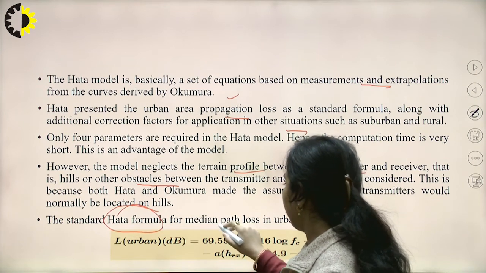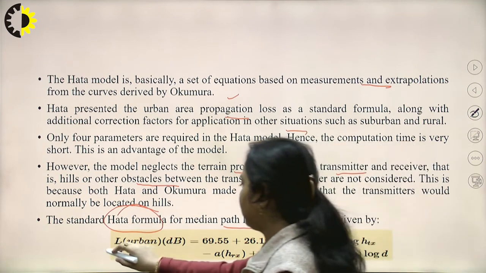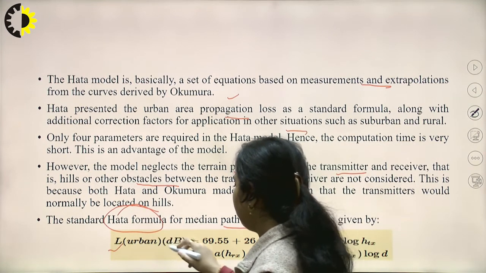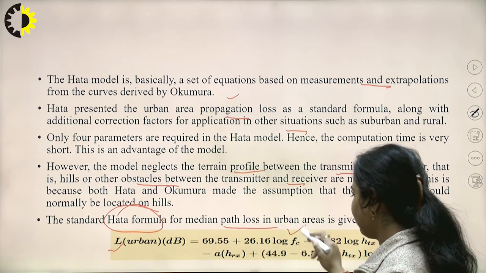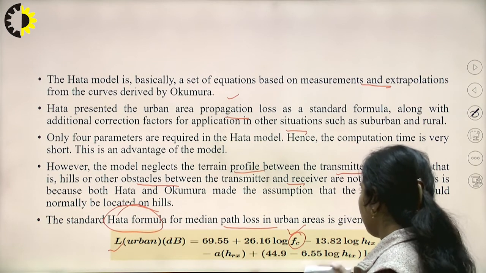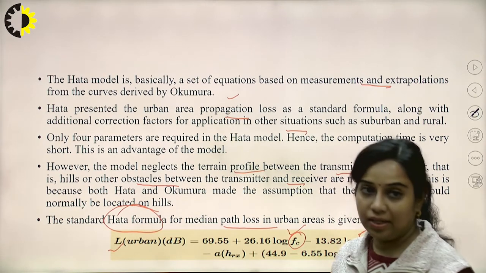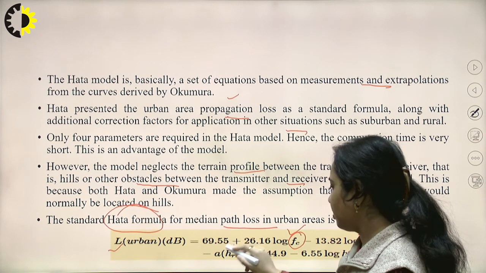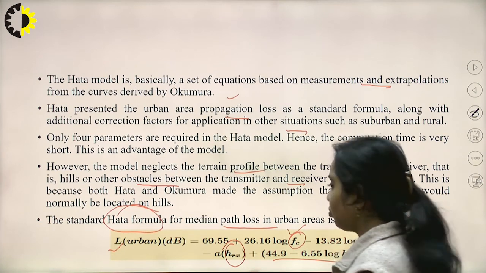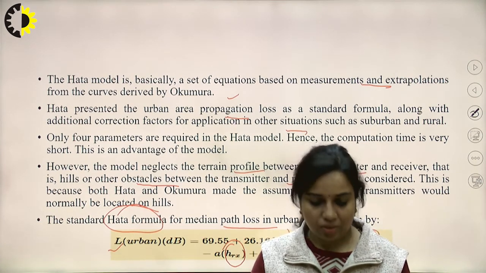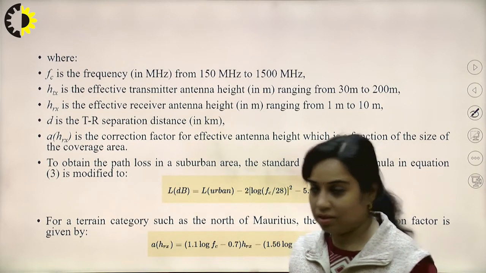The standard Hata model for the median path loss is given by this equation: L urban in the urban area, expressed in decibels, is 69.55 plus 26.16 log FC, where FC is the frequency of operation, minus 13.82 log HTX, where HTX is the transmitter antenna height, minus AHRX, the receiver antenna height correction, plus the distance term, where D is the distance between the transmitter and receiver. This is the Hata model formula.